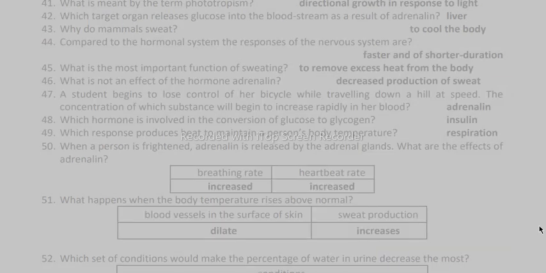40. Which is the light-sensitive part of the eye? Retina. 41. What is meant by the term phototropism? Directional growth in response to light. 42. Which target organ releases glucose into the bloodstream as a result of adrenaline? Liver. 43. Why do mammals sweat? To cool the body.